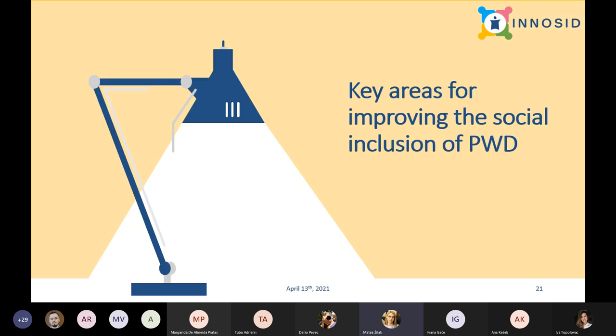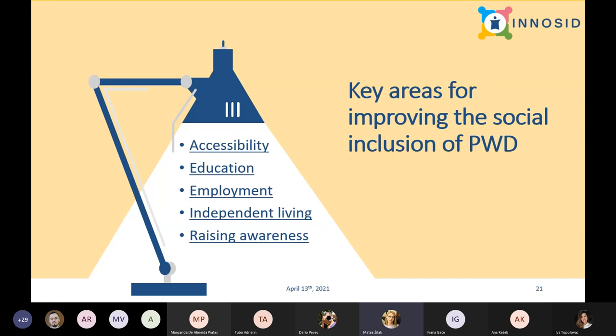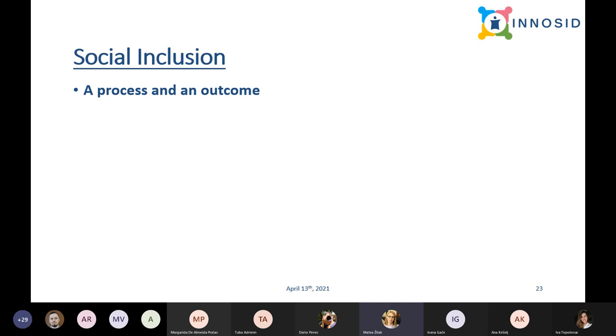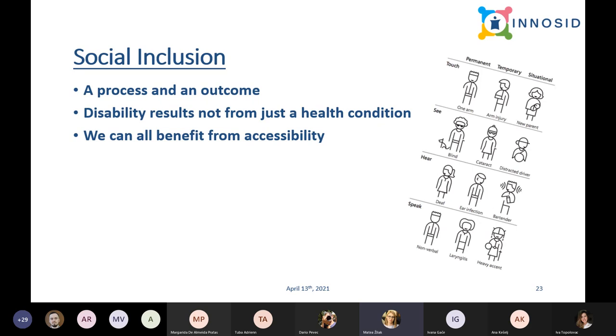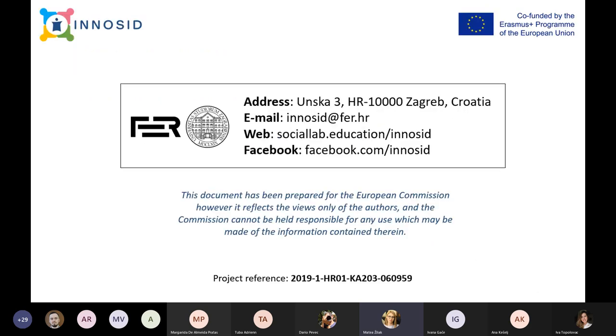And with that slide and this slide, I can conclude those two key areas we thoroughly described, and all the other examples and approaches for improving the social inclusion of people with disabilities I will leave to Eva. But before we take a short 5-minute break, I would like for you to remember one key takeaway from this part of the lecture. And this is that social inclusion is both a process and an outcome. The second one is that disability results not just from a health condition a person has, but also from many other environmental factors we can also contribute to, and that we can all benefit from accessibility. And that would be all from my part.